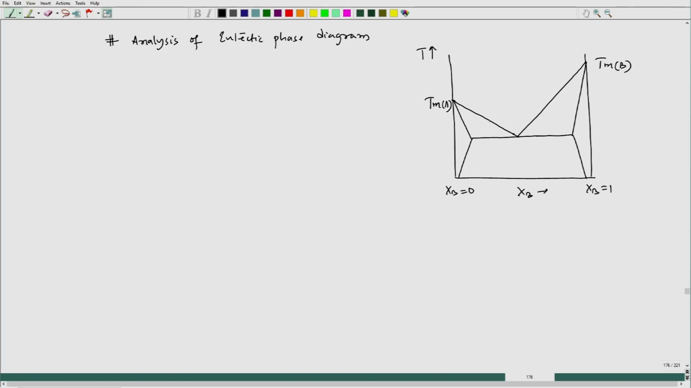Now, let me draw at this temperature here and here. At these 3 temperatures, let me draw the composition free energy diagram again. So, this is T1, this is TE and this is T2. Now, if I draw at T1, remember the reference melting point free energy for the pure metal will be the same as before.